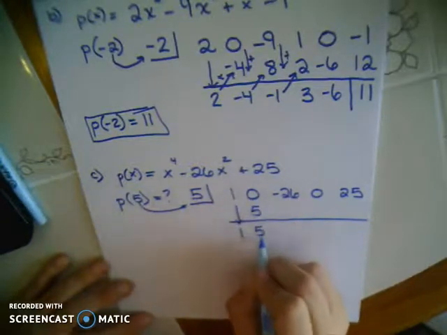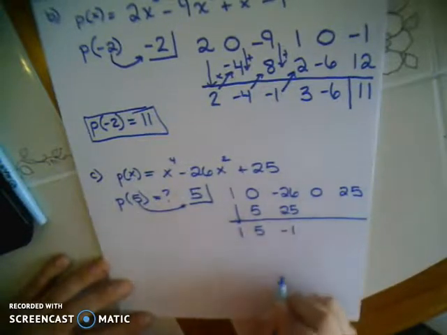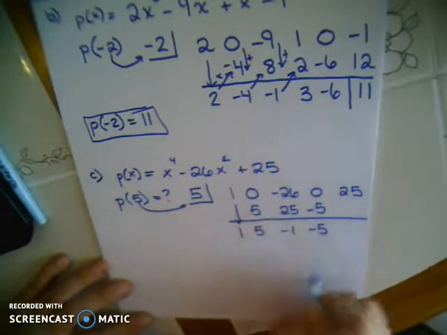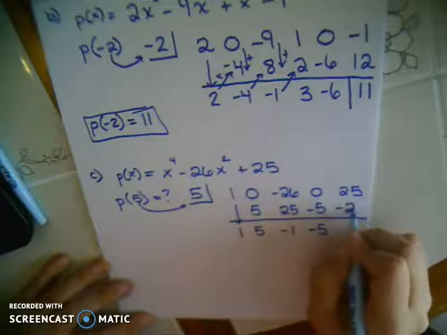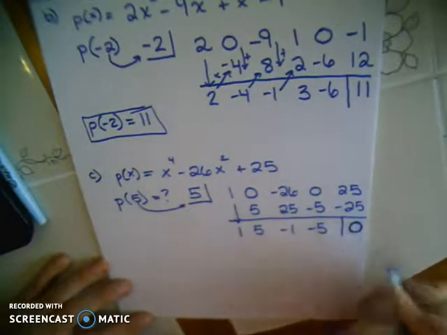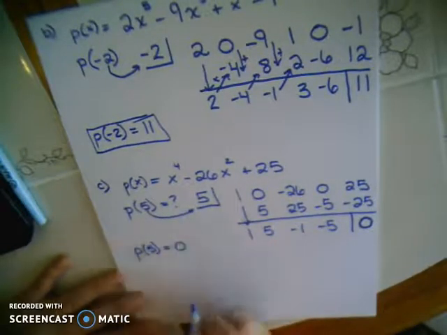0 plus 5 is 5. Multiply, we get 25. Add, we get -1. Multiply, we get -5. Add, we get -5. Multiply, we get -25. Add, we get 0. This means P of 5 equals 0.